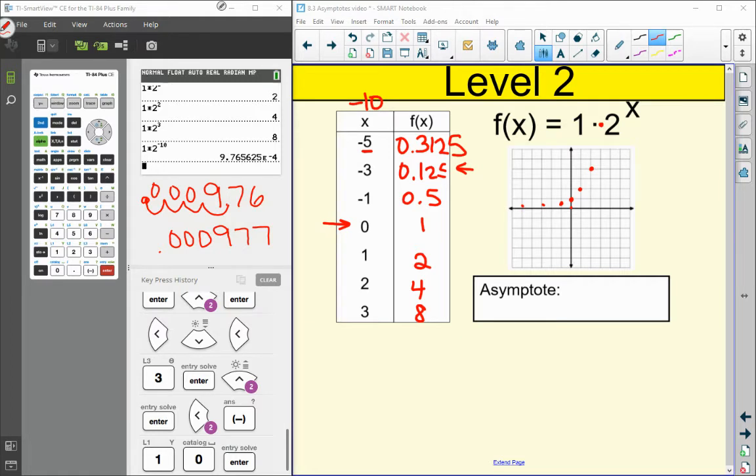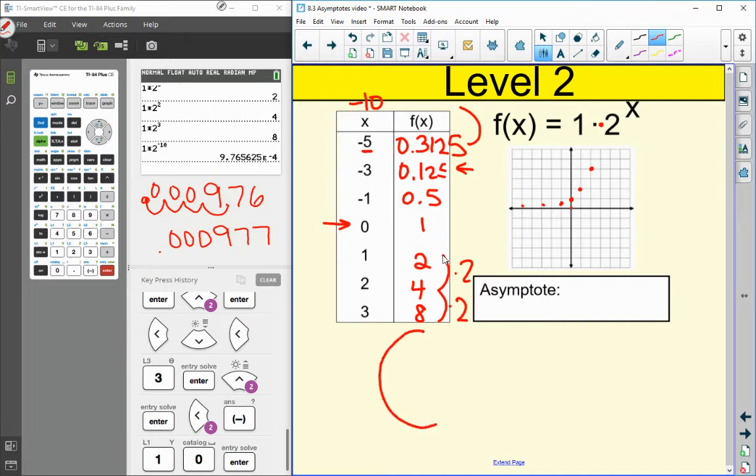So I want you to think about our pattern here. We're timesing by 2. So what's happening when I go backwards? Well, I'm dividing by 2. Can you ever divide by 2 and get 0 if you're not starting with 0? No. It will never, ever, ever get to 0. It gets smaller and smaller and smaller.